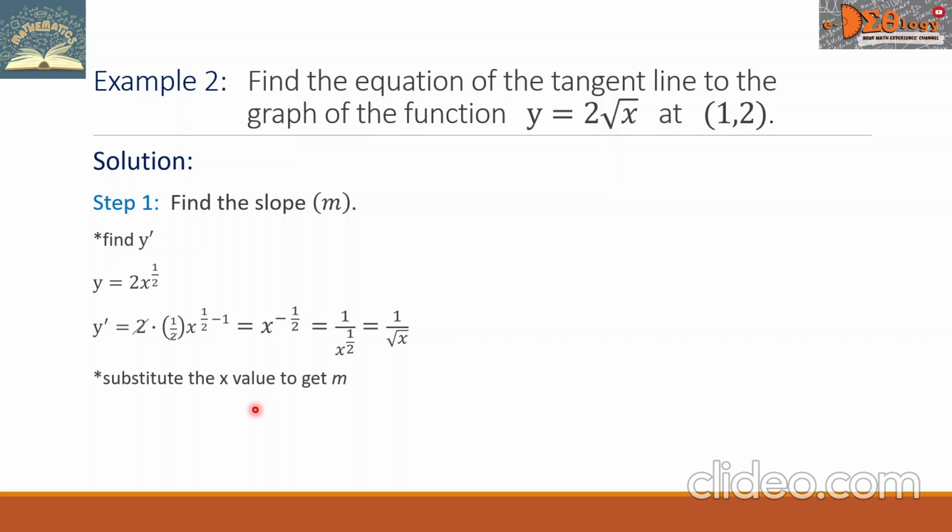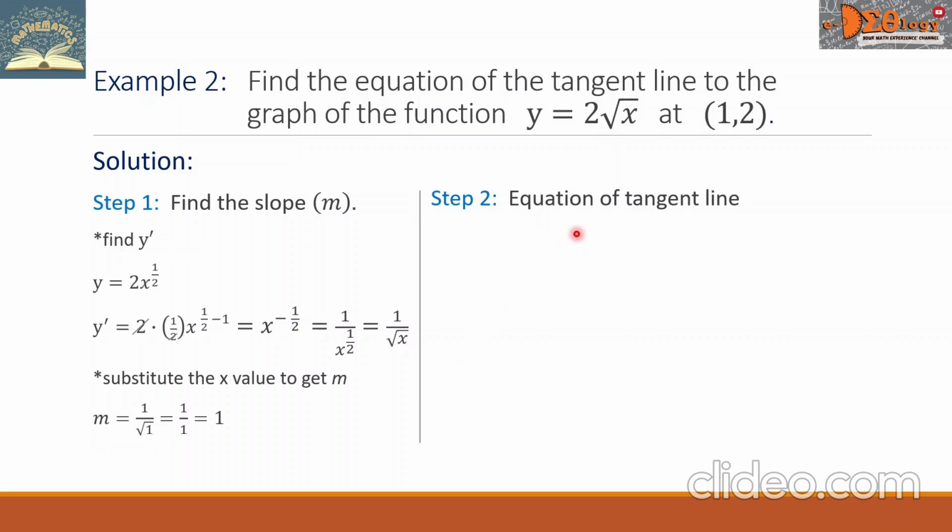Next step, let us substitute the x value to get m, or to get the slope. So we have m equals 1 over square root of 1. Remember that the x value means the x coordinate of the point. Then we simplify further. The square root of 1 will be 1. So 1 divided by 1 is 1. This is the value of the slope.